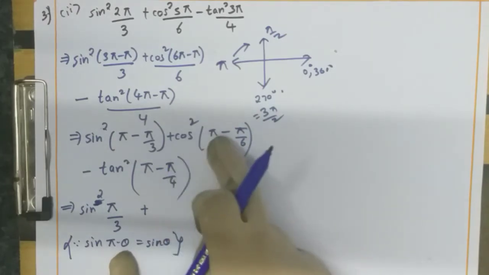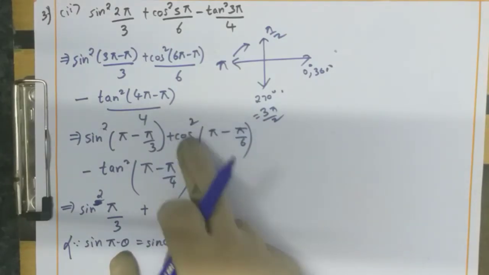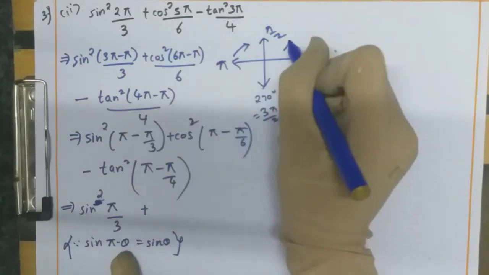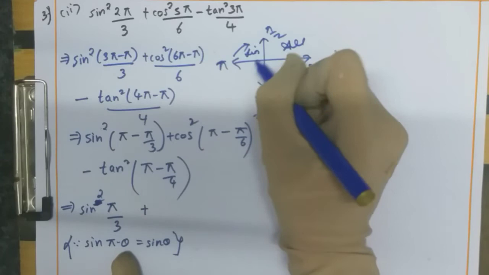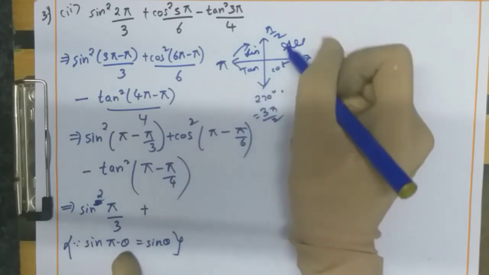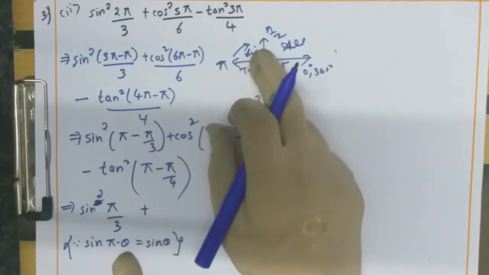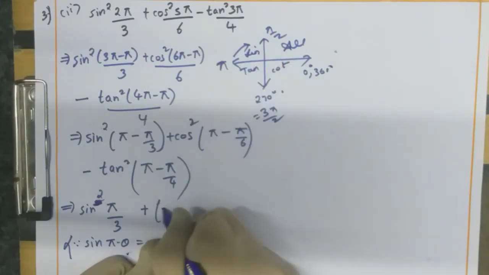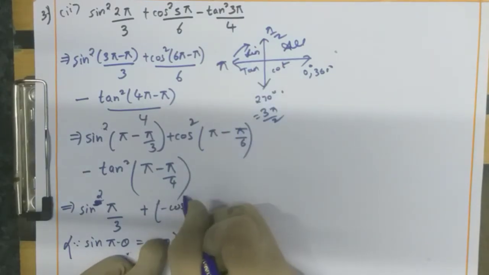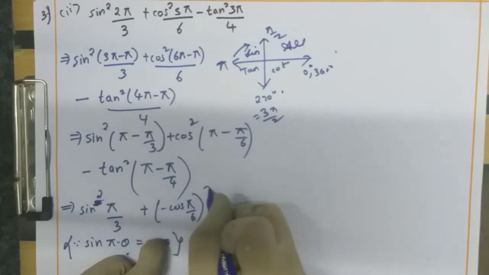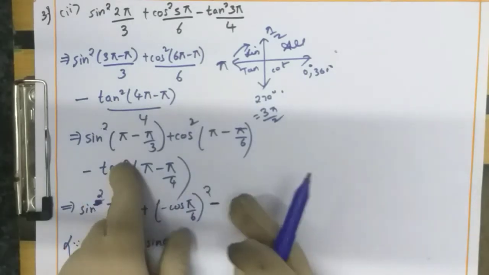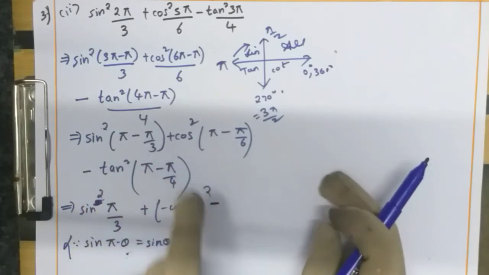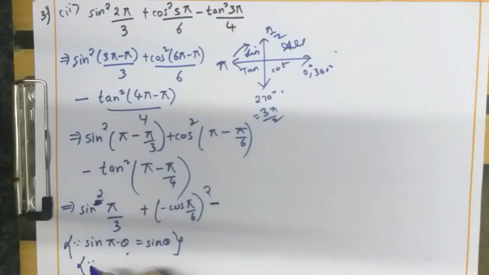Next we have cos square 180 minus theta. So cos 180 minus theta means it is in the second quadrant. I'll write here, so you should not get confused: all, sine, tan, cot. Now cos is negative in the second quadrant, only sine and cosecant are positive. So I'll have minus cos pi by 6, whole square. Minus I have tan square pi minus pi by 4. 180 minus theta. What is tan 180 minus theta?